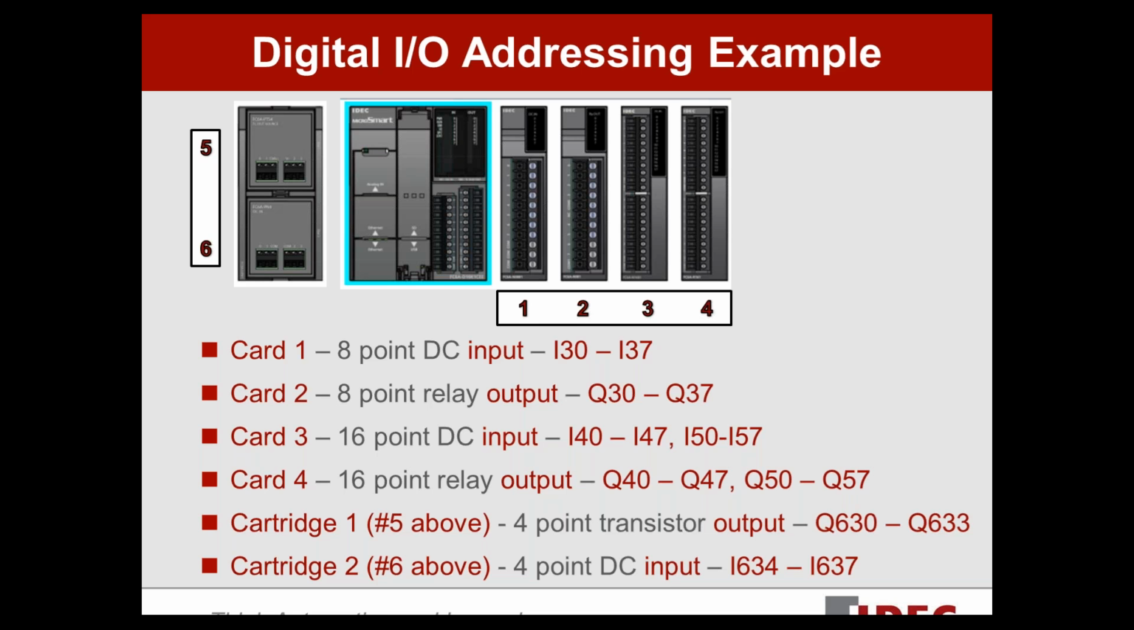So it doesn't matter if I had an input cartridge or an output cartridge there. In slot 1, the addresses start with 630. It's an output, so it's Q630 through Q633. Cartridge 2, which is in that bottom slot, slot number 2, is a 4-point DC input cartridge. And again, slot 2 has addresses 634 through 637.